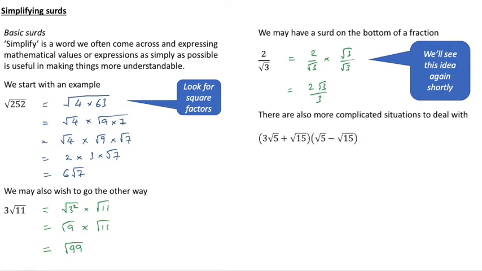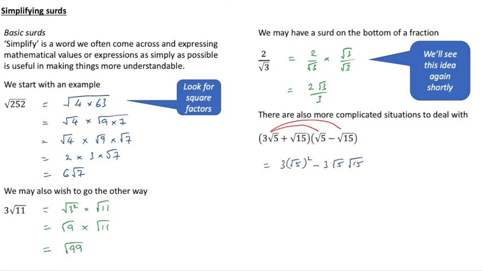There are also much more complicated situations to deal with, so we might have to multiply out some brackets involving surds. We've got 3 root 5 plus root 15 times root 5 minus root 15, and we use the usual FOIL or whatever method you use. First of all we're going to multiply the firsts together, so that's 3 root 5 times root 5, and then the outside, which is 3 root 5 times minus root 15.